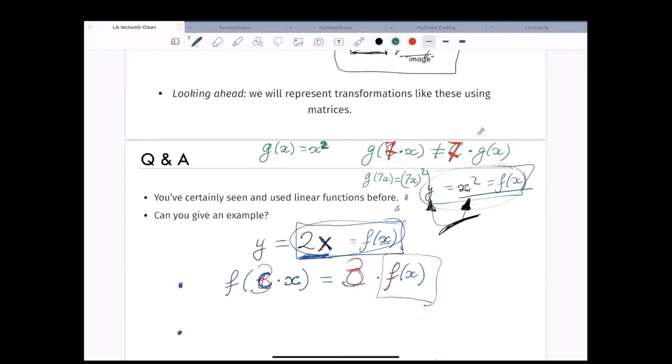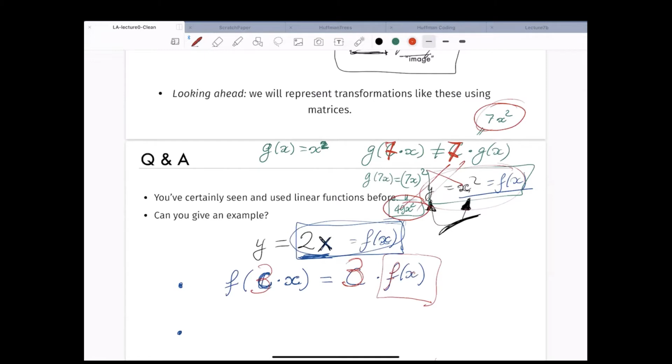This is 49x squared. What is 7 times g of x? That's 7 times x squared. Is 7 times x squared the same as 7x squared? No, these do not equal one another. This is not a linear function.